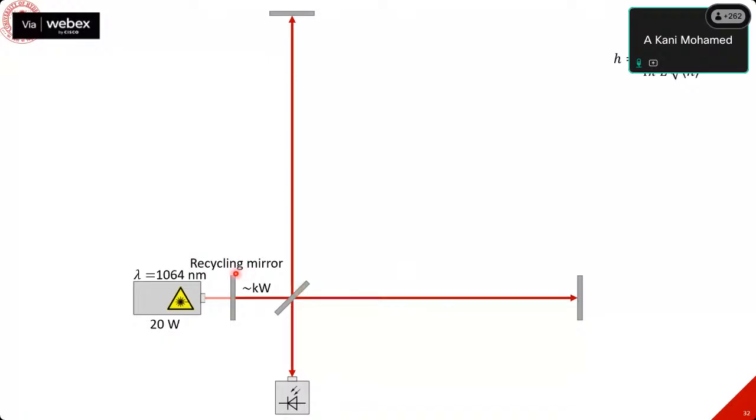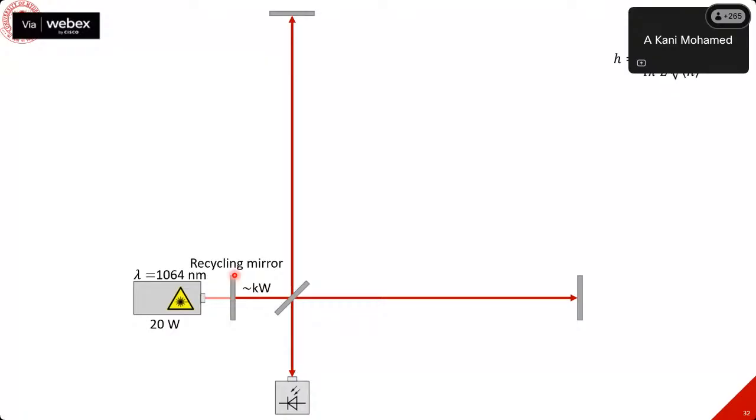So this mirror works based on the interference principle, not like a simple mirror that reflects in only one direction. The transmissions have destructive interference and the reflections have constructive interference. So whatever light we are sending is being confined, getting reflected back and forth. That enhances the power of the laser within the interferometer to a few kilowatts. So we just started with tens of watts, and that can be increased to kilowatt power just by using recycling.